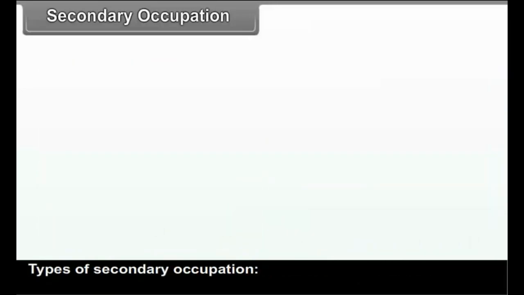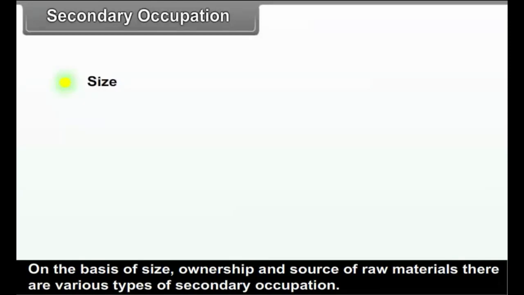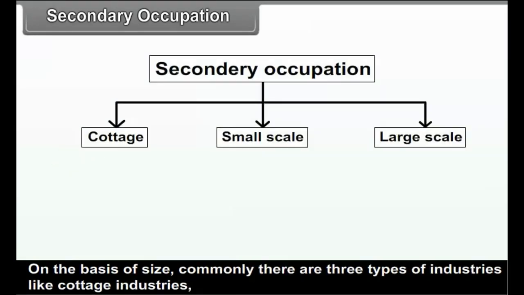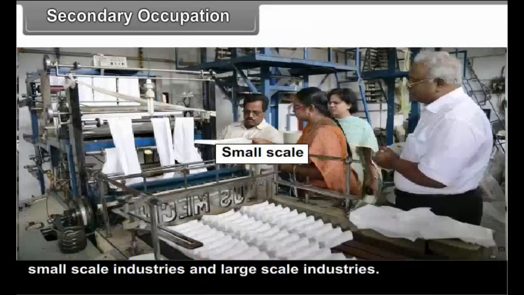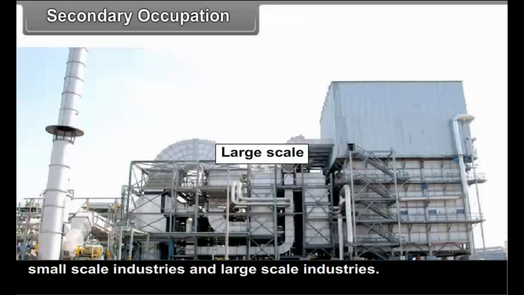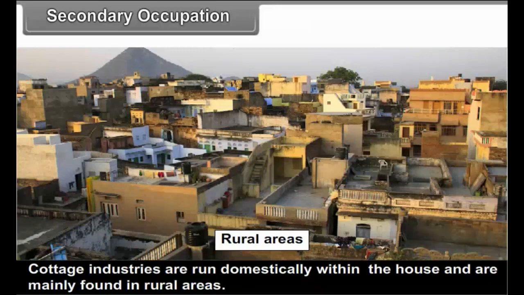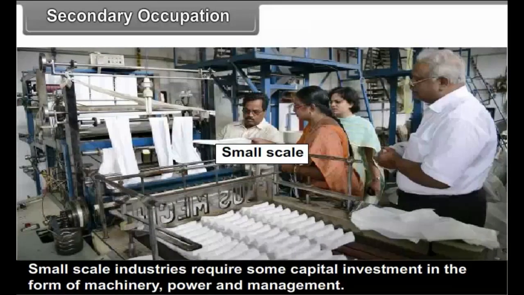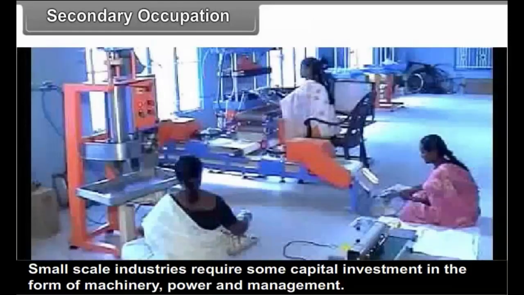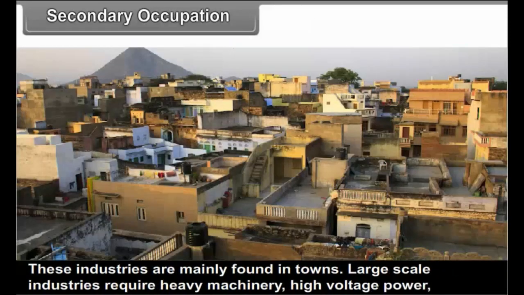Types of secondary occupation. On the basis of size, ownership and source of raw materials, there are various types of secondary occupation. On the basis of size, commonly there are three types of industries like cottage industries, small-scale industries and large-scale industries. Cottage industries are run domestically within the house and are mainly found in rural areas. Some small-scale industries require some capital investment in the form of machinery, power and management. These industries are mainly found in towns.